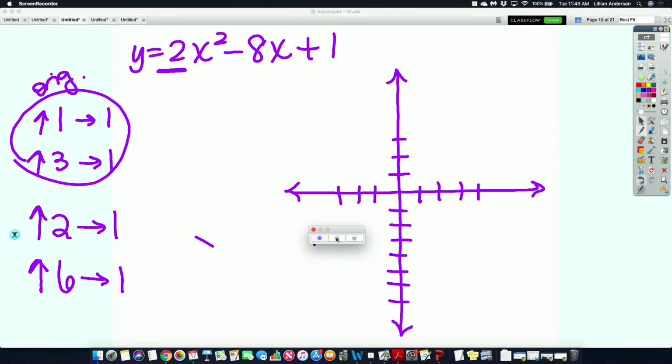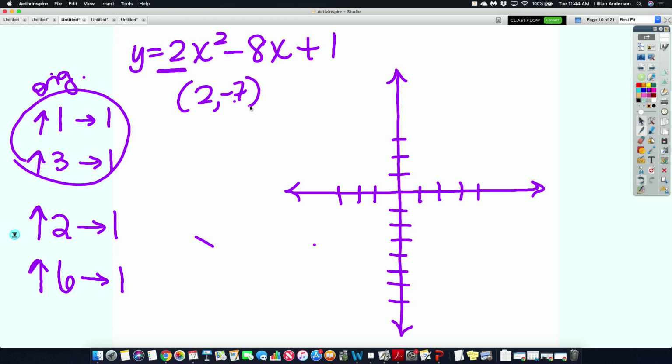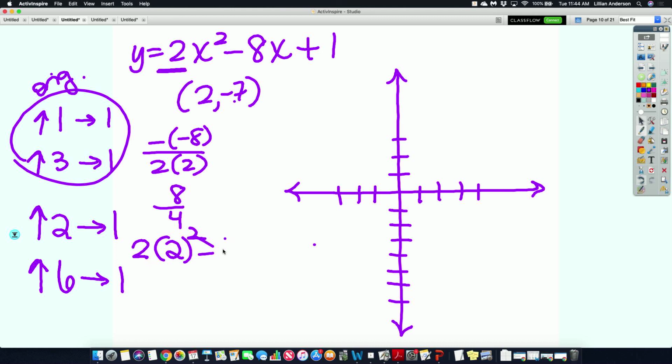What is the vertex in this problem? 2, negative 7. Anybody not get 2, negative 7? Okay? Remember, you do negative b over 2a. Negative b over 2a. So that's how you get a positive 8 over 4, which becomes 2. When you plug that value in, make sure that you square it first before you multiply by 2 to get your corresponding y value. Okay? So 2, negative 7. And then the pattern is going to be up 2 over 1.